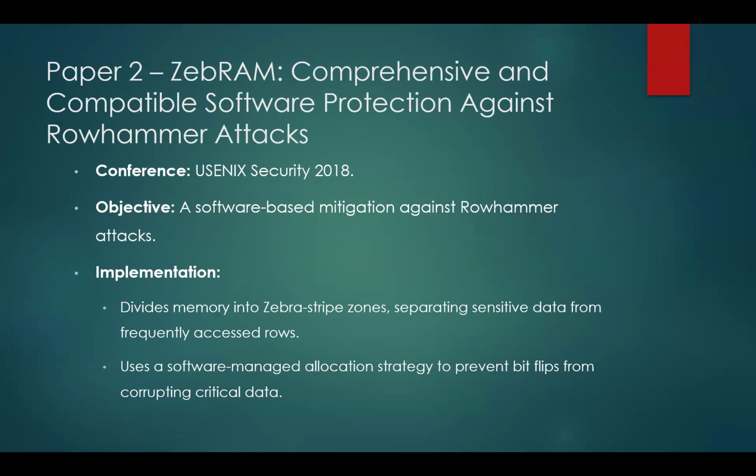Now let's discuss paper 2, that is ZebRAM, a comprehensive and compatible software protection against Rowhammer attacks. This paper was published in the Usenix Security Conference in 2018. Its main objective is a software-based mitigation against Rowhammer attacks. The implementation divides the memory into zebra stripe zones, separating sensitive data from frequently accessed rows, and it also uses a software managed allocation strategy to prevent bit flips from corrupting critical data.